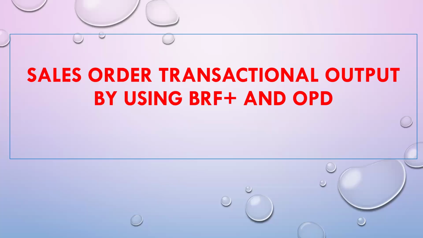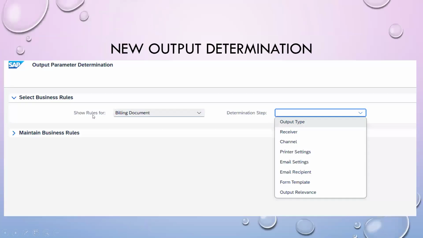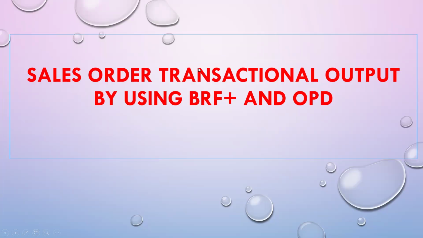Last session, we have seen order confirmation configuration by using new output determination. In this session, we'll specifically look at the transactional level. Okay. So probably if you see this, this is the new output determination by using all these other determination steps we have seen in the previous video. Okay. So let's try to check the transaction level, how it works.